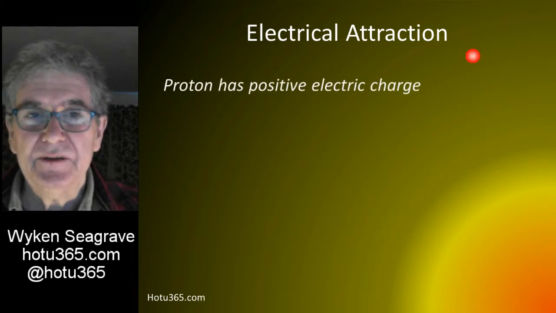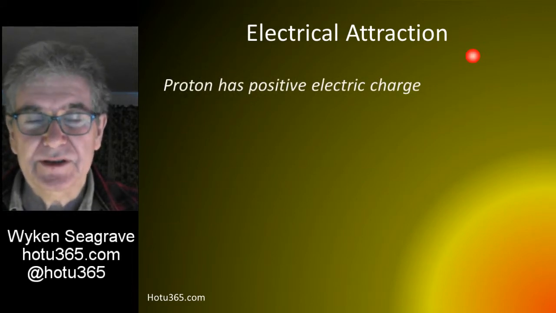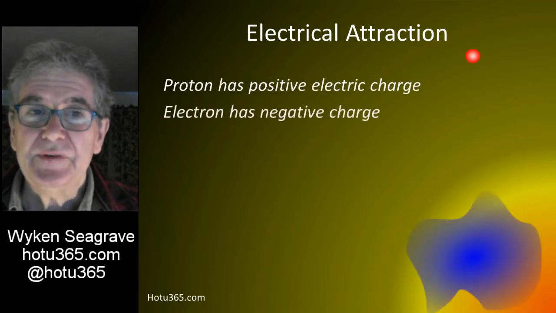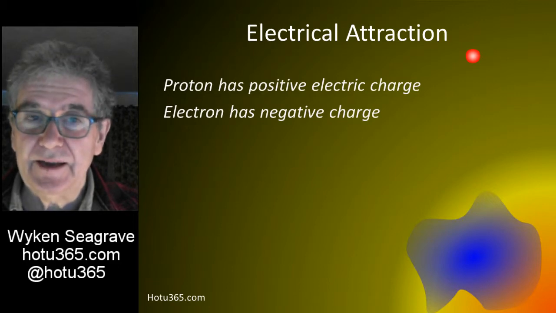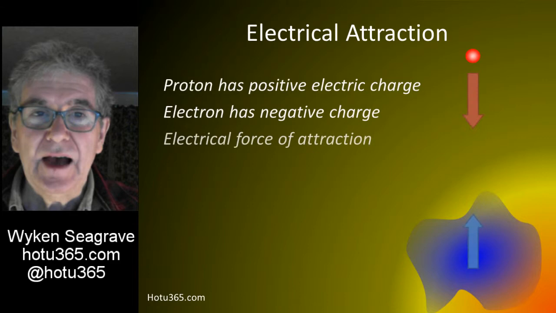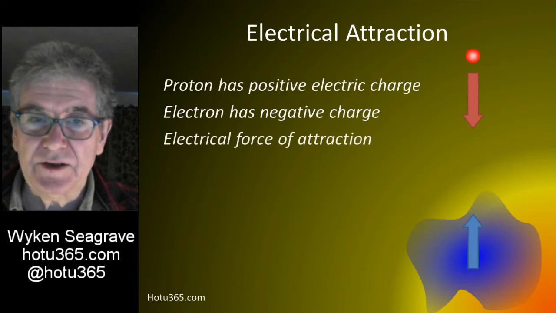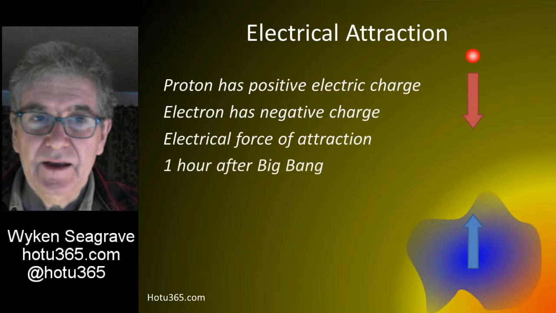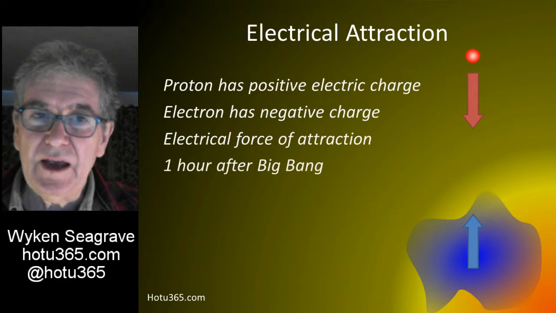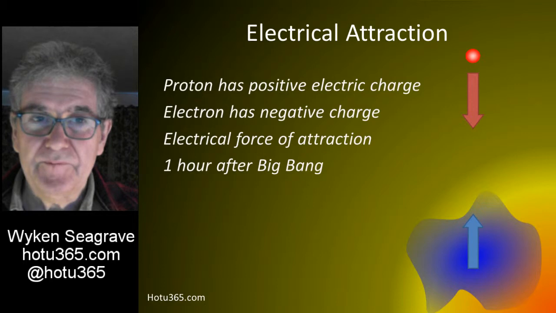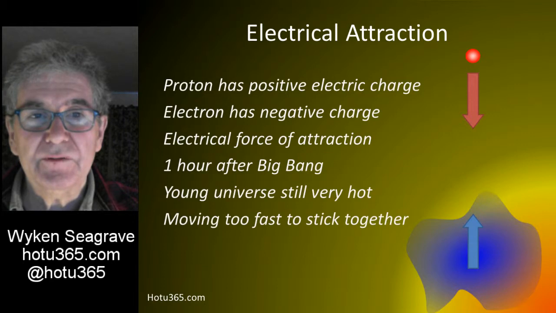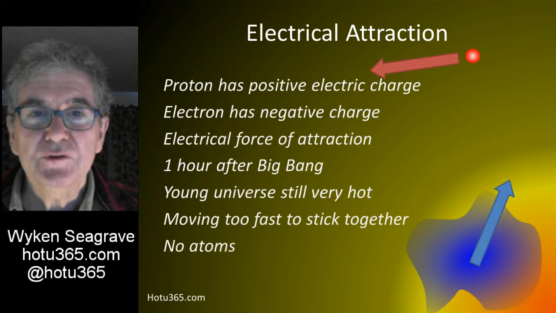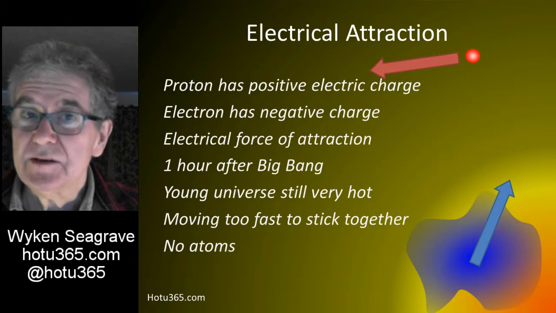So far we have seen protons form, having a positive electric charge. We've seen electrons, large cloudy-like objects with a negative electric charge. And there is a force of attraction between these objects. So far in the story, we have gone 1 hour since the Big Bang. The universe is still very hot, and these particles were moving around very quickly, too quickly to stick to each other, and so no atoms were formed.